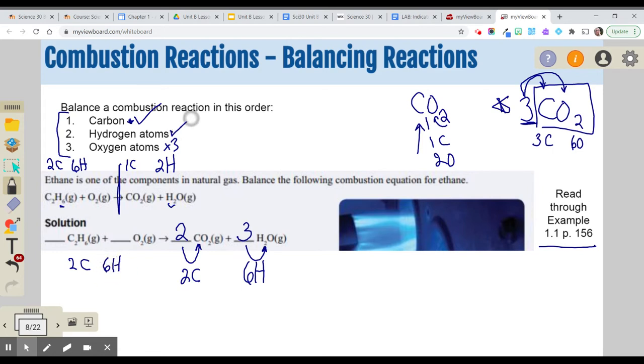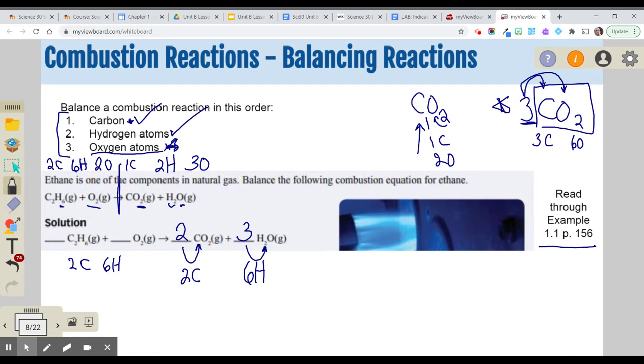Last thing you always want to do is check the oxygens. Alrighty, so let's check our oxygens. On our reactant side, we have 2. Over on our products now, this is where you want to be careful. We have 2 from the carbon dioxide and 1 from the water. So we have 3 oxygens on that side and 2 oxygens over here. That's tricky. All right.